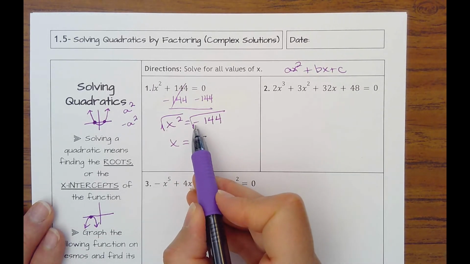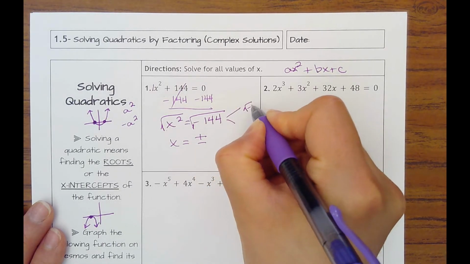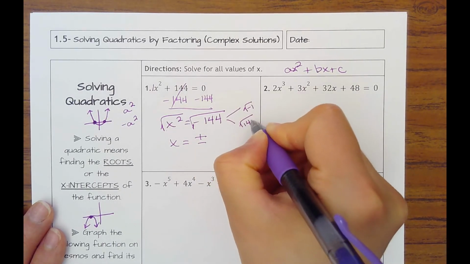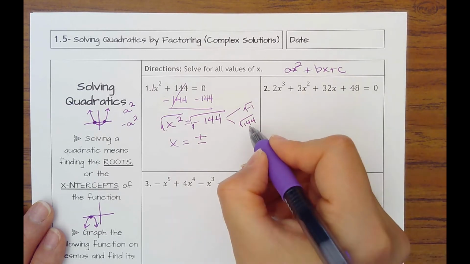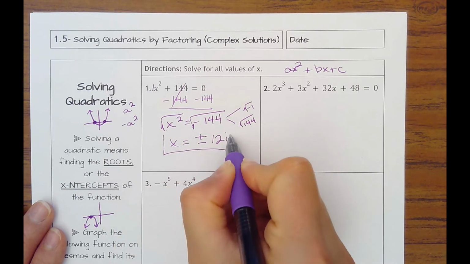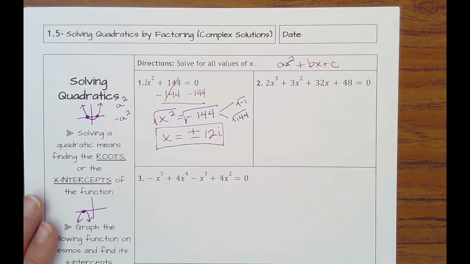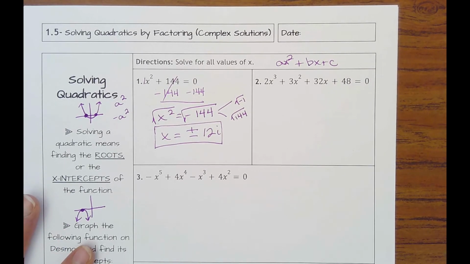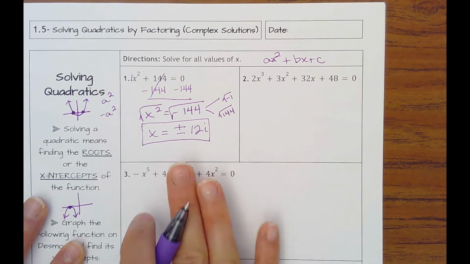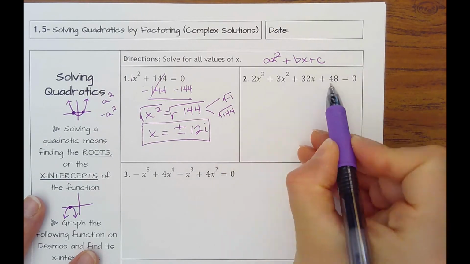And then I can't really square root a negative, but I do know that this is really the square root of negative 1 times the square root of 144. Square root of 144 is 12. Square root of negative 1 is i. So my solutions are plus or minus 12i. We don't have any other equivalent value. There's no decimal for that, because really on the graph it looks like it doesn't even exist. So that's your answer.